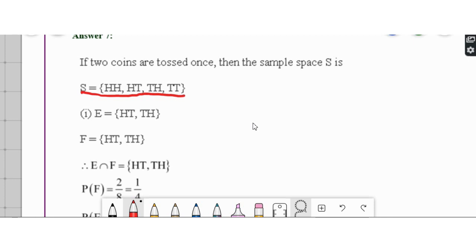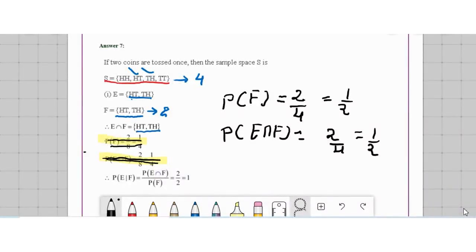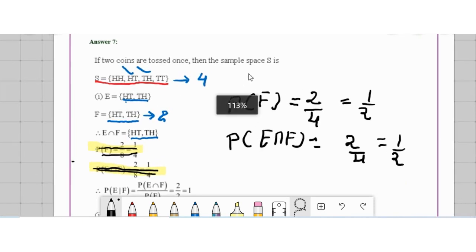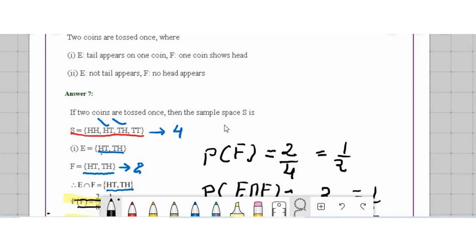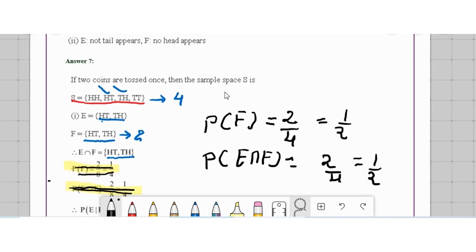So you know very well, when you toss two coins, the outcomes are 4: HH, HT, TH and TT. Now E is tail. What is event E? E indicates a tail appears on one coin. So HT and TH will be the outcome.